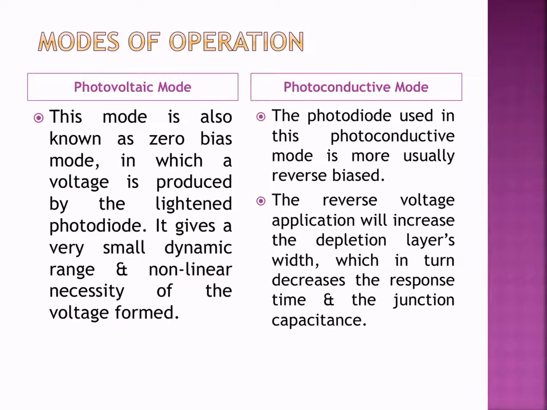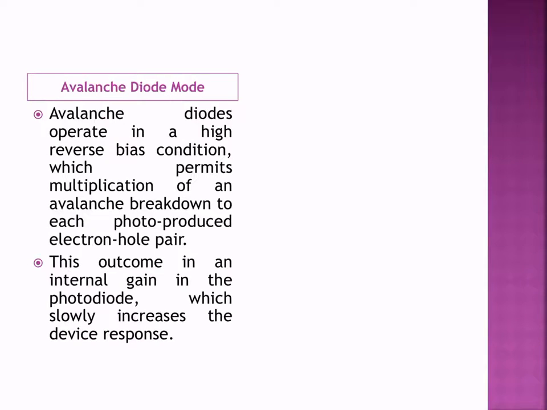Next would be the photoconductive mode. The photodiode used in this photoconductive mode is usually reverse biased. The reverse voltage application will increase the depletion region's width, which in turn decreases the response time and the junction capacitance. Lastly is the avalanche diode mode.